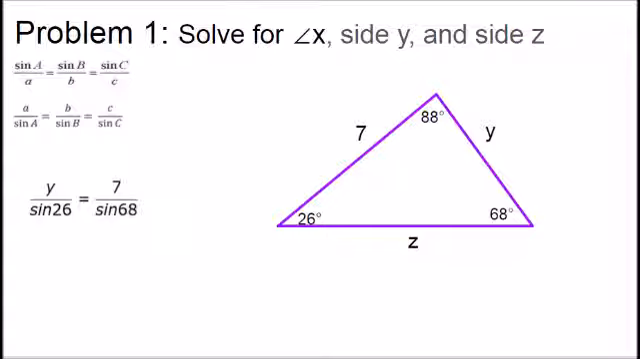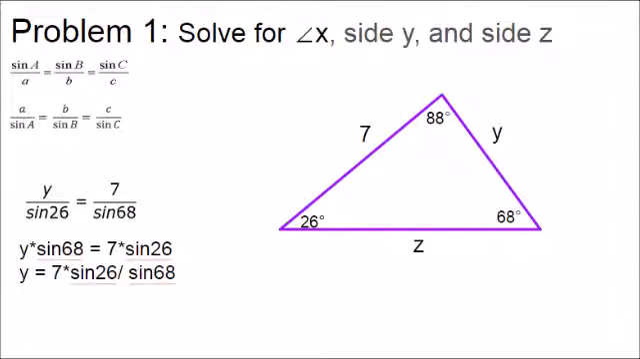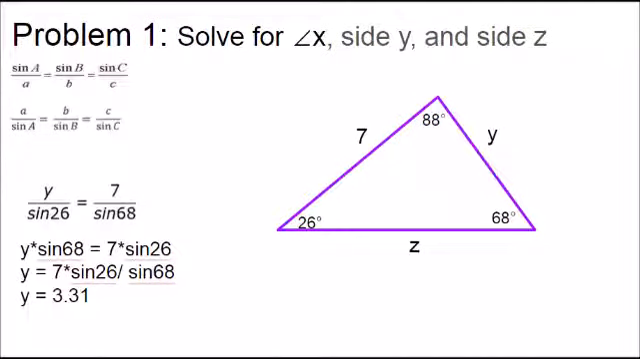The second step is pretty simple. All you need to do is cross multiply and then divide. So by multiplying, you should get y times sine 68 equals 7 times sine 26. Because you are solving for y, you need to get the variable alone, so you divide by sine 68. And because you did it to one side, you have to do it to the other side, so you get y equals 7 times sine 26 over sine 68, or divided by sine 68. And you input that into the calculator and you get a really long decimal number which rounds to 3.3.